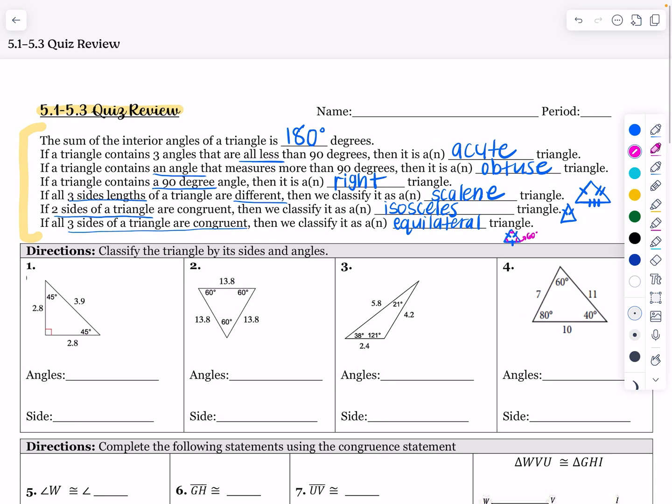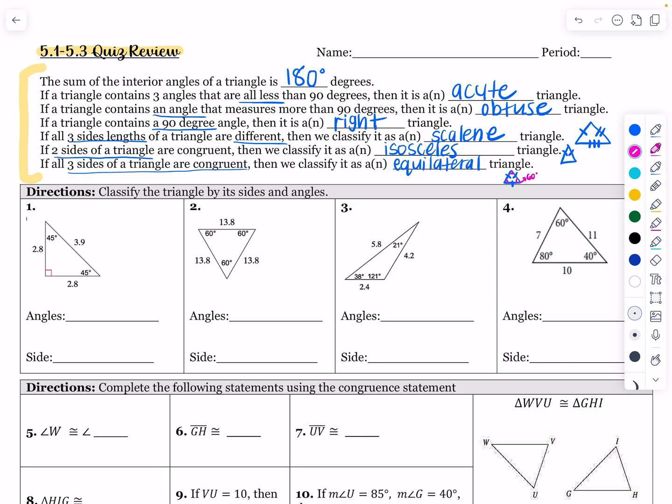All right, so let's go ahead and start by classifying triangles 1 through 4 by its sides and then by its angles. Now, y'all, you have to be very, very careful when you do this, because when it says by its sides, you need to make sure you're looking at the numbers that are on the sides and not the angle values. So the first thing I'll do is highlight all three sides, and I'm going to do that for each of these shapes. The 13.8, 5.8, 4.2, those are the sides. So we're going to look at the sides only, not the angles first. So 2.8, 2.8, and 3.9. What does that mean for the sides? Because 2.8 is equal in length to 2.8, I'm going to call that an isosceles triangle.